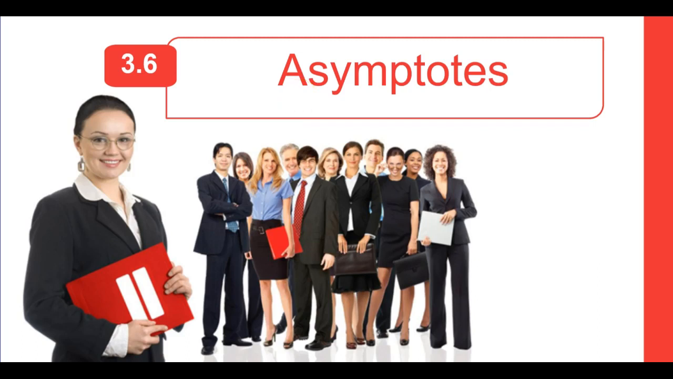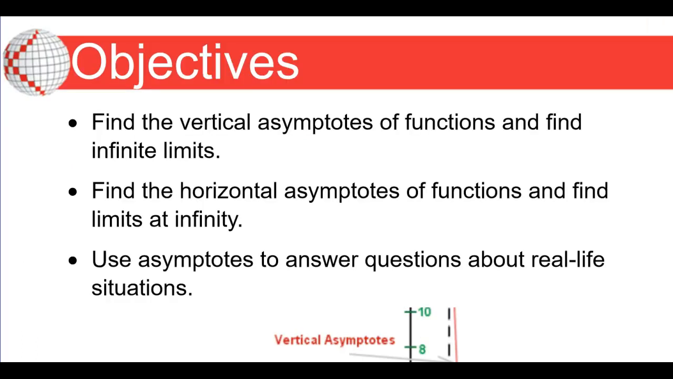Today we're going to explore asymptotes and their limits, probably to infinity. So first of all, we need to define that vertical asymptotes come by setting the denominator equal to 0.